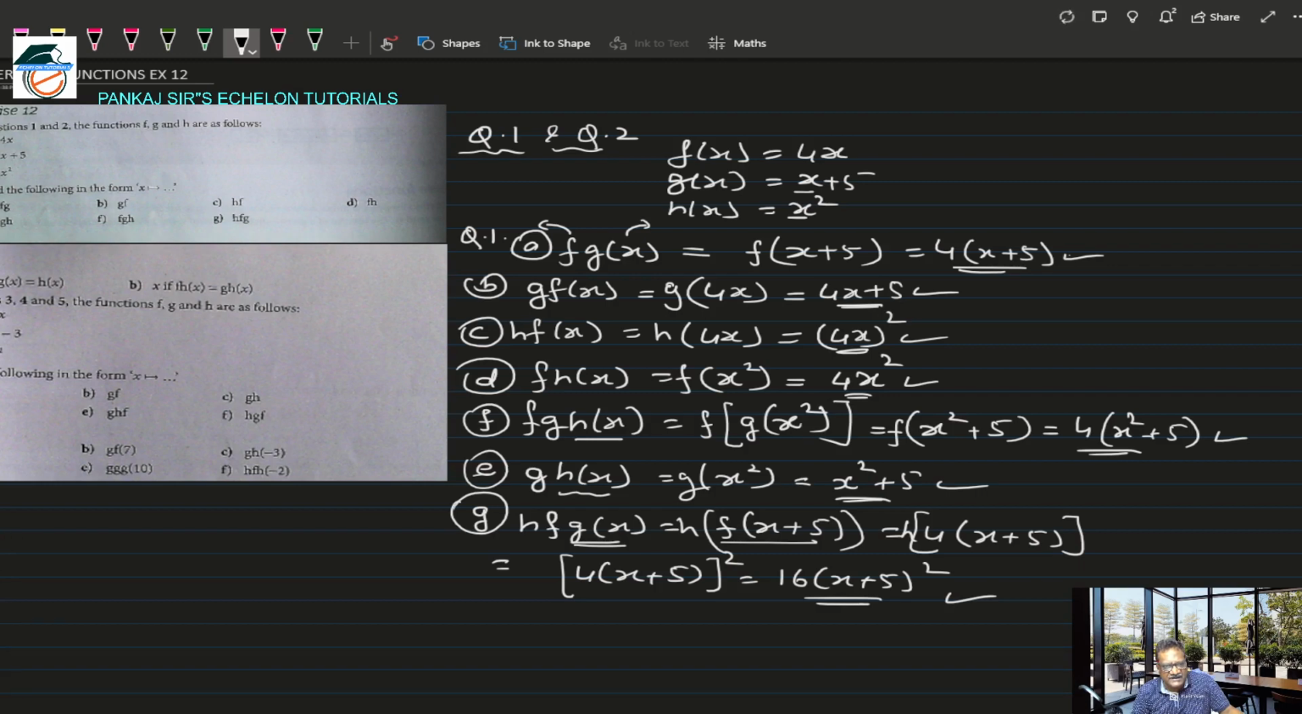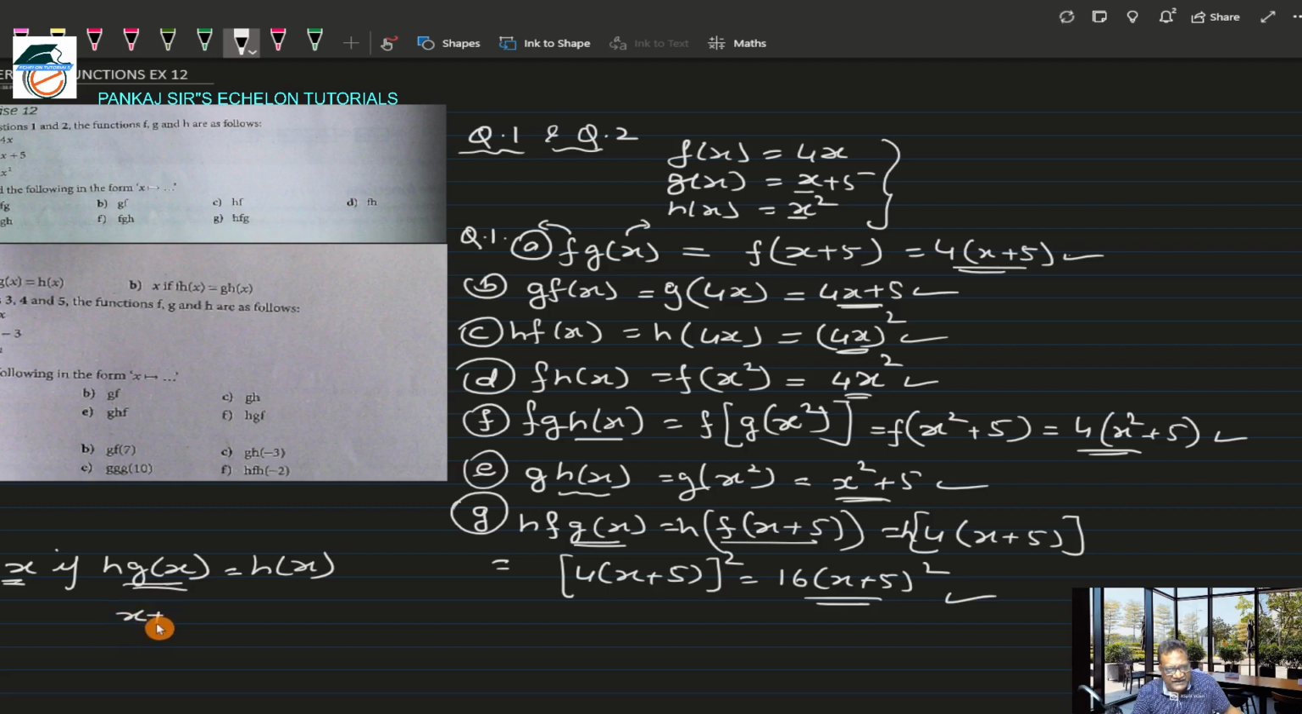And sub question A. For question number 2 also we have to refer to these functions only: f of x, g of x, and h of x. Question number 2A says that you find x if hg of x is equal to h of x. So you have to find x if this is given. Now g of x will be what? g of x will be x plus 5.